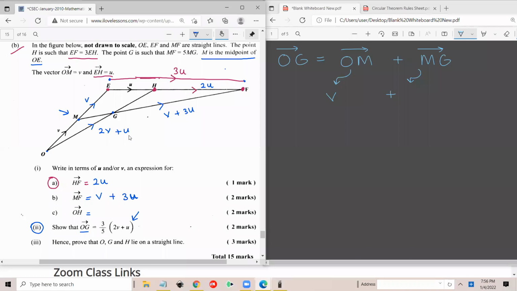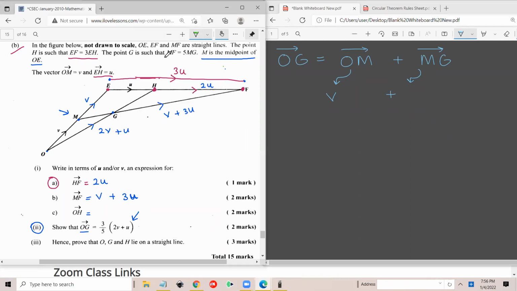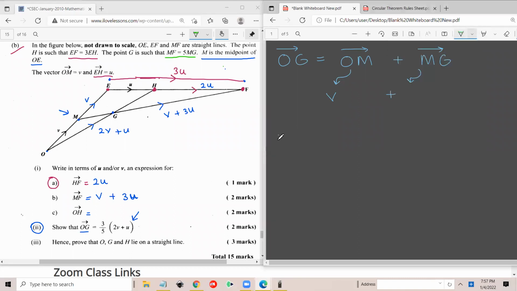MG? Well, they gave us a hint in the question. Look upstairs here. MF is equal to 5MG. Let's write this back here. The examiner said MF is equal to 5MG.